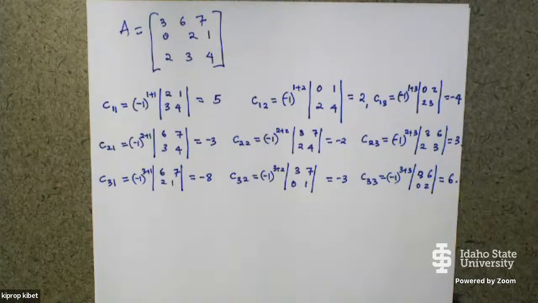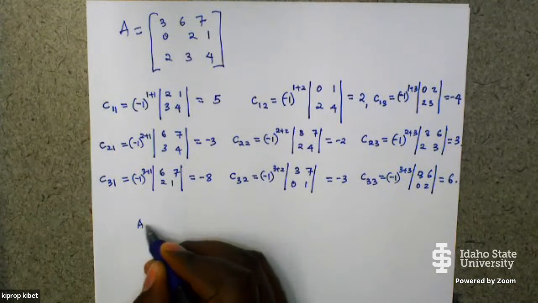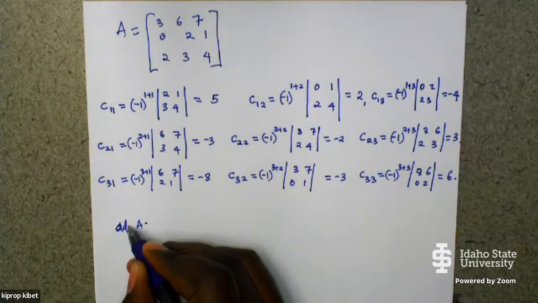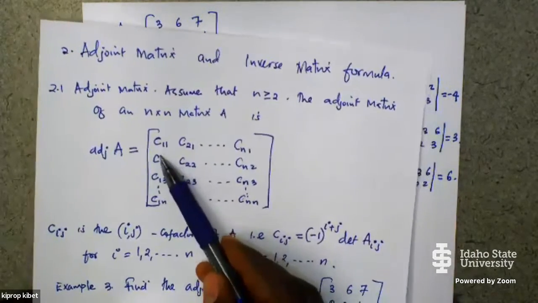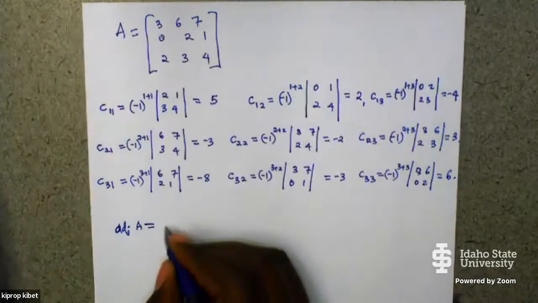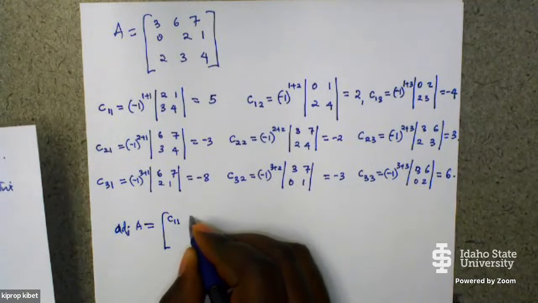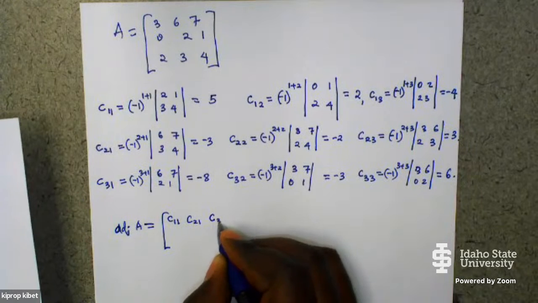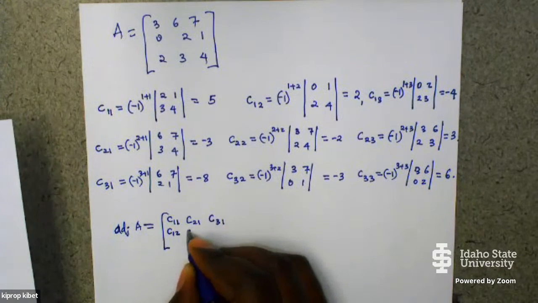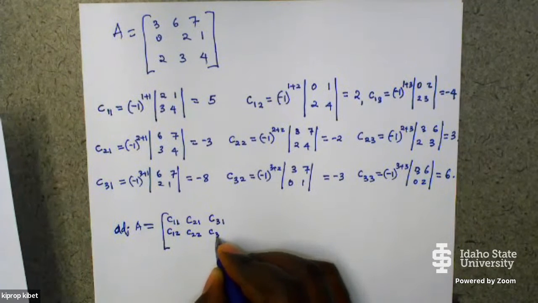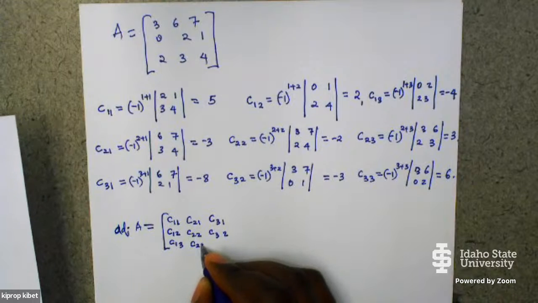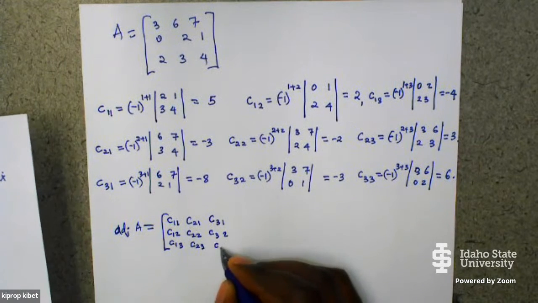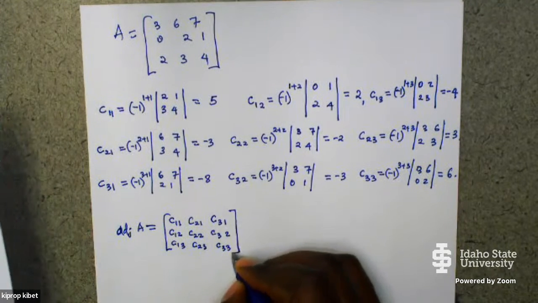Now, what is the adjoint? So the adjoint of A equals, using this formula here, C11, C21, C31, C12, C22, C32, and then C13, C23, and then C33.